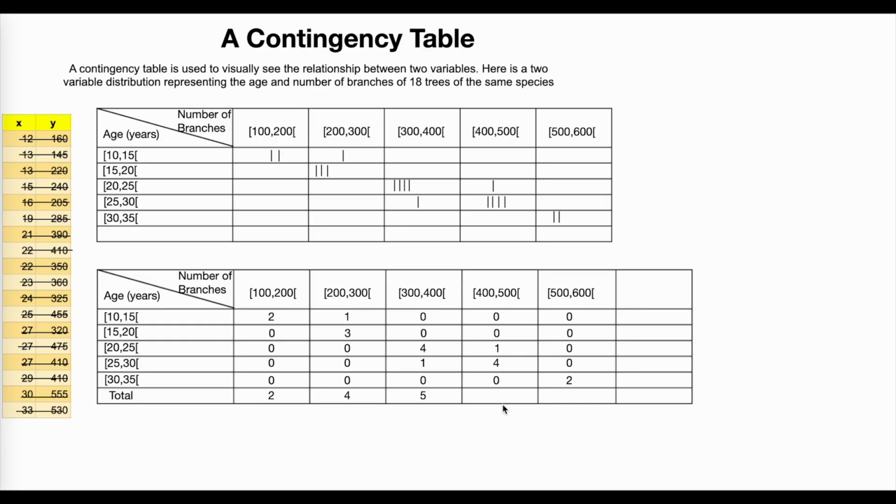4 and 1 is 5. 1 and 4 is 5. The totals, we have 1 and 4 is 5. 4 and 1 is 5. 0 and 2 is 2. The totals of the rows, 2 and 1 is 3.